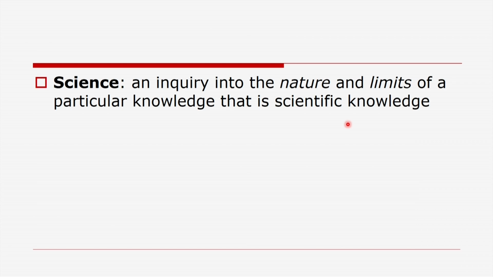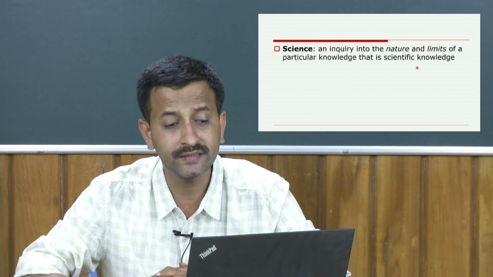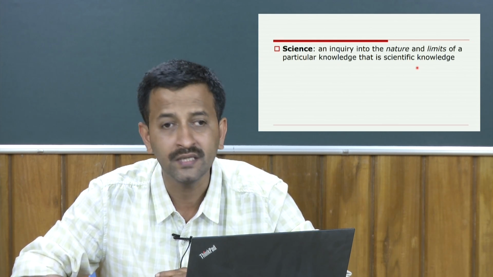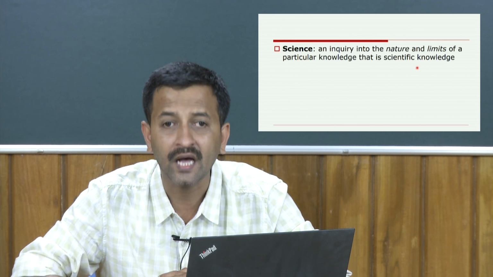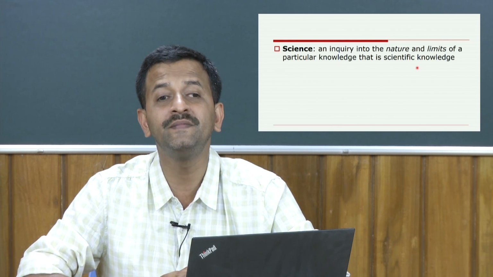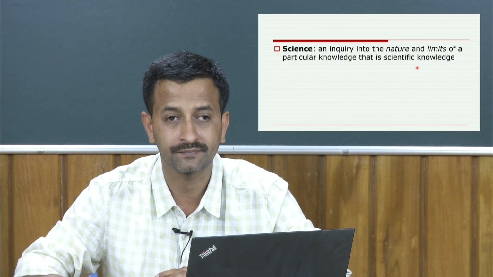When I say science is an inquiry into the nature of a particular knowledge, by nature of a particular knowledge, I mean the subject matter of knowledge, the scope and ambit of that particular knowledge. But when I say limits of a particular knowledge, I do not mean limitations. By limits, I mean under what limiting conditions science is practiced or pursued.